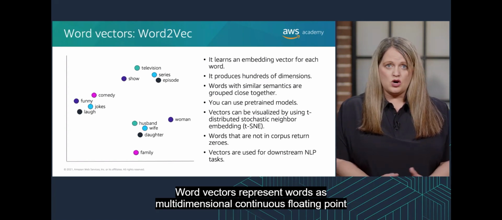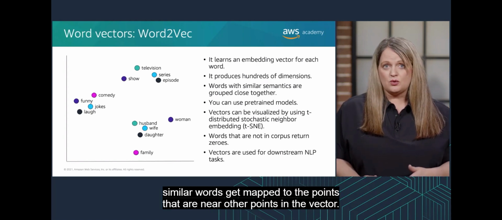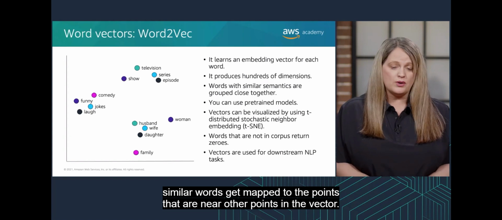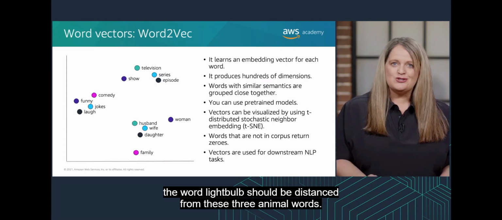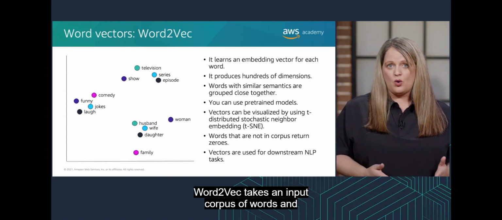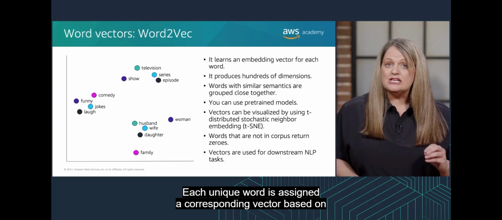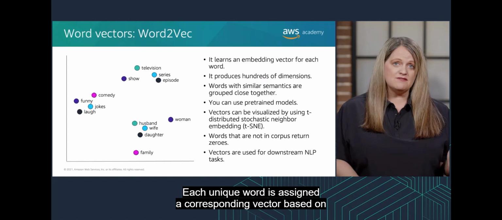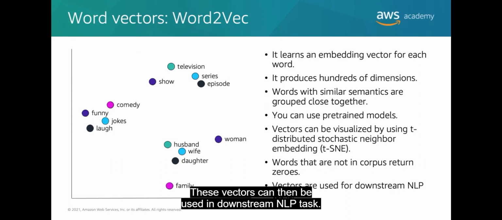Word vectors represent words as multidimensional continuous floating point numbers. Semantically similar words get mapped to points that are near other points in the vector space. So words such as cat, dog, and wolf should be close together, but the word light bulb should be distanced from these 3 animal words. Word2vec takes an input corpus of words and produces a vector space of several hundred dimensions. Each unique word is assigned a corresponding vector based on the context where they appear in the corpus. These vectors can then be used in downstream NLP tasks.